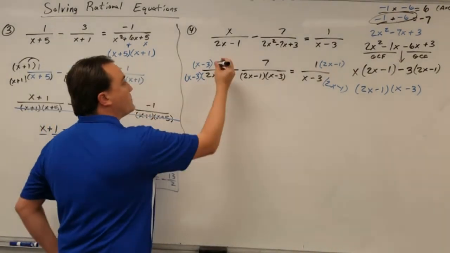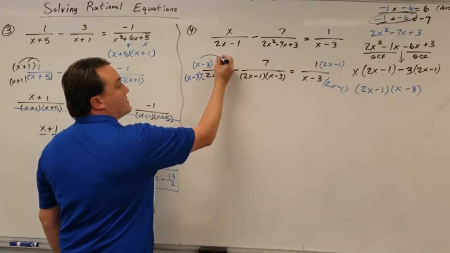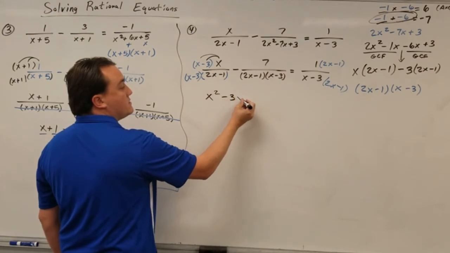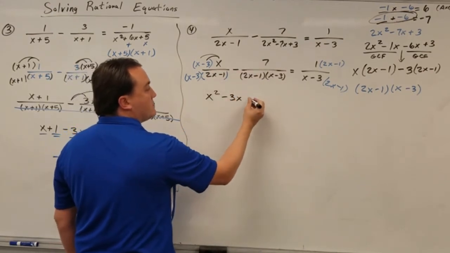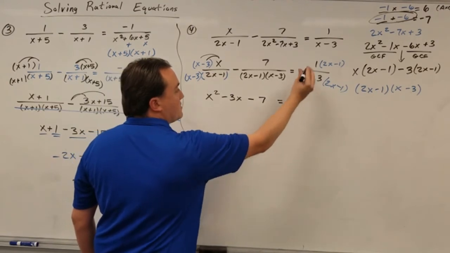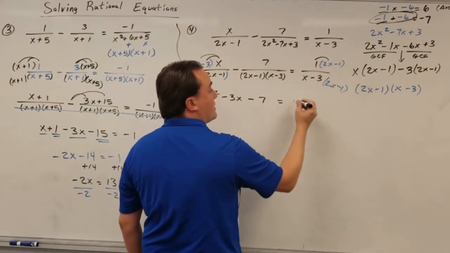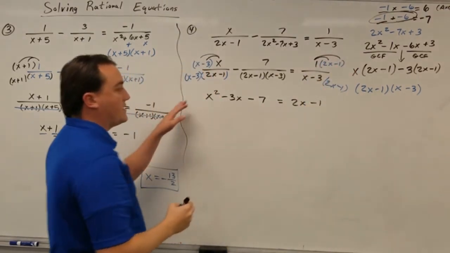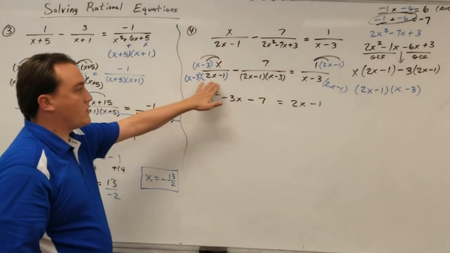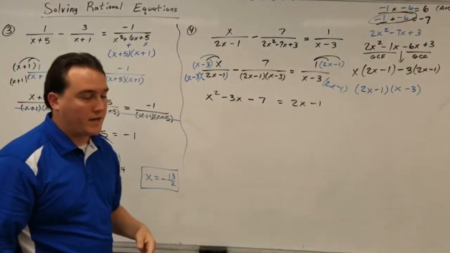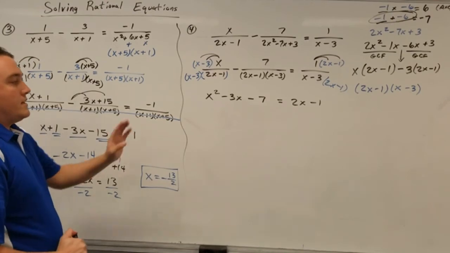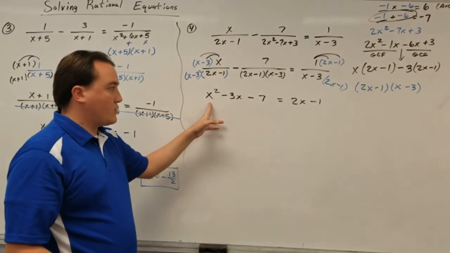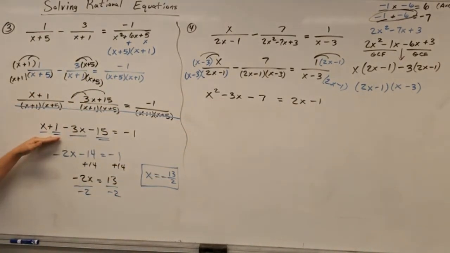So we distribute. We have x times x, x times negative 3, minus 7 equals, distribute here, 1 times 2x, and 1 times negative 1. Notice I didn't write the bottoms because we don't need them anymore since they're all the same. We can cancel them all out. Sadly, we're going to have to factor again because this is x squared and you can't solve an equation with an x squared in it by normal means like we did here.